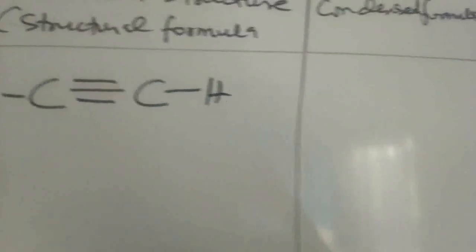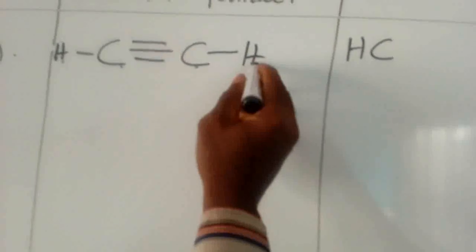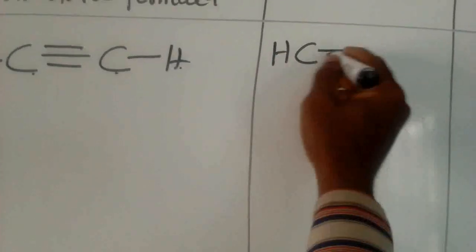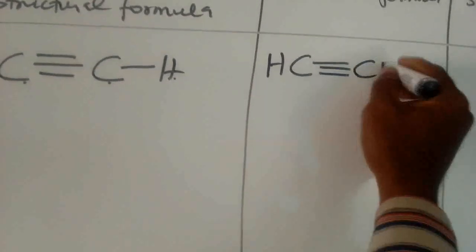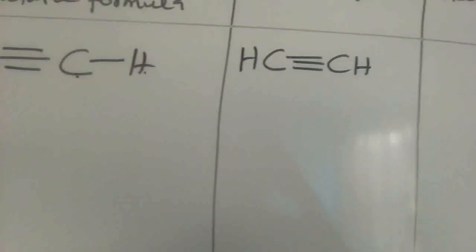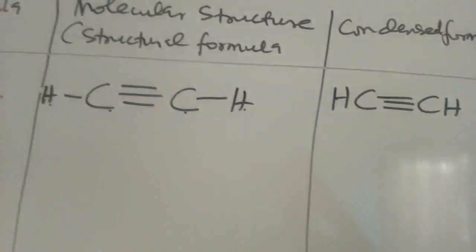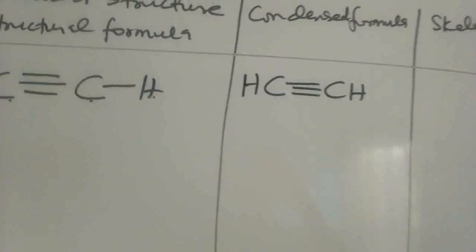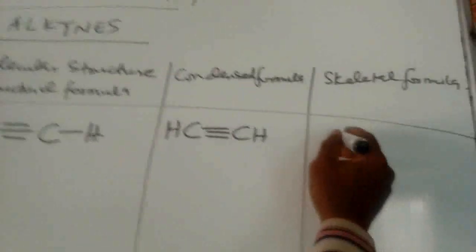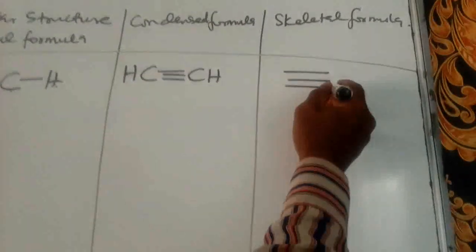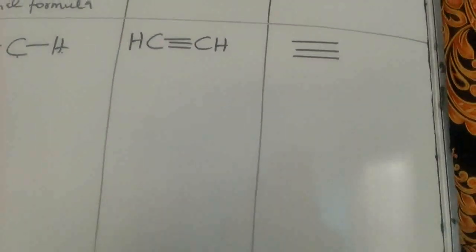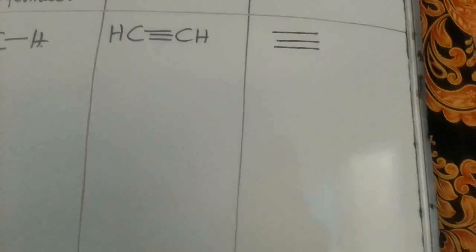Condensed formula for ethyne: the first carbon has 1 hydrogen, so I have HC, the second carbon also has 1 hydrogen, and you show the functional group in the middle, and then H. This is the condensed formula of ethyne. Then going to the skeletal form of ethyne, we have a triple bond joining the 2 carbon atoms. So that is the line formula for ethyne.